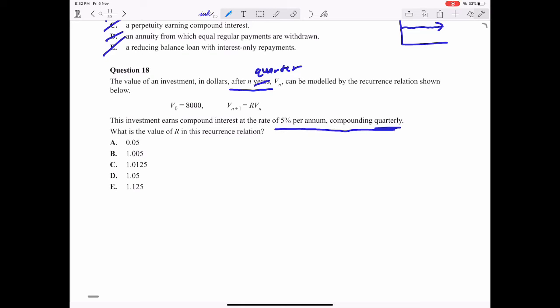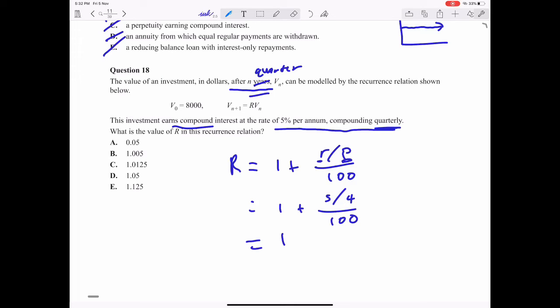But if the question had said after n quarters over here, then to find the value of R, it'd equal 1 plus, because we have compound interest, so therefore we use plus. So 1 plus r on P divided by 100, where little r is the annual interest rate and P is the compounding period. So R equals 1 plus 5% per annum on 4, compounding quarterly, on 100. Enter that into your calculator and you get 1.0125. So therefore C is the correct answer.